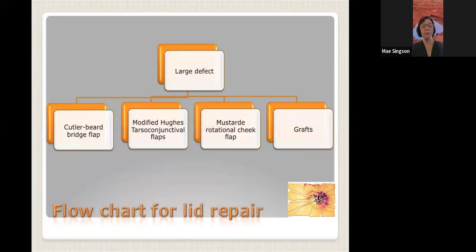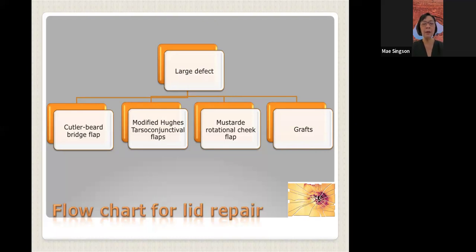Large defects are the most difficult to fix because you have lost more than 2/3 of your lids by then. You need to repair this and make sure that not only the integrity of the lid, but also the stability of the lid is repaired. So what can you do? You can do a Cutler-Beard bridge flap, a modified Hughes transconjunctival flap, a Mustarde rotational cheek flap, which I rarely use, and grafts.